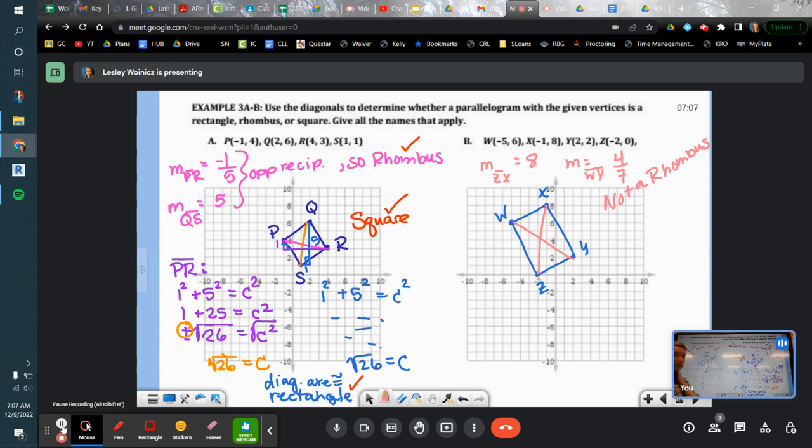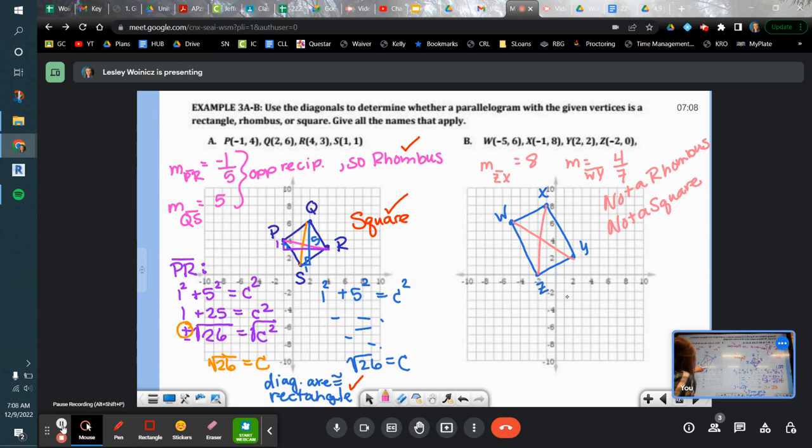Okay, if it's not a rhombus, it can't be a square. So we're going to say not a square. Okay, let's see if it's a rectangle. If it's a rectangle, our diagonals will be congruent. So we just have to find their lengths.